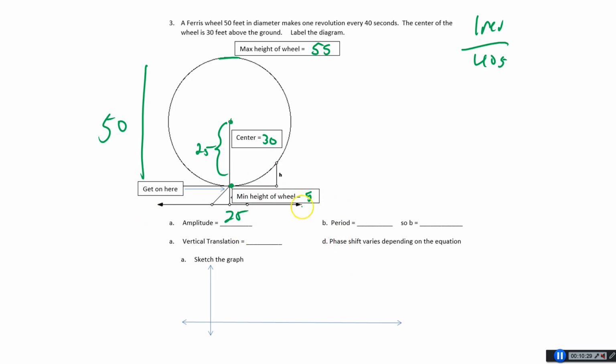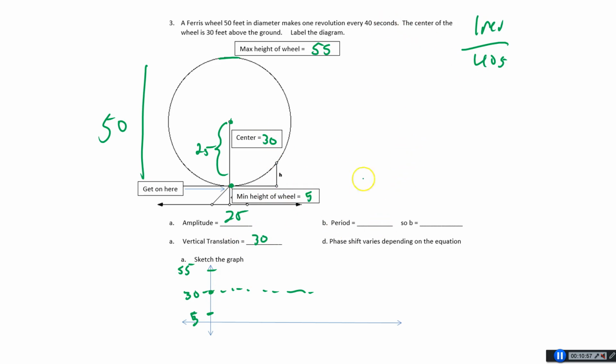So they ask lots of questions here. I'm actually going to start just by graphing this, and we'll figure out all the rest of it. So our maximum height is going to be up here at 55. Our minimum height is going to be down here at 5. So now we can figure out our vertical translation. Halfway between 5 and 55, add them together, divide by 2, is 30. That makes sense because that is the center of the wheel. So our vertical translation will be up 30.